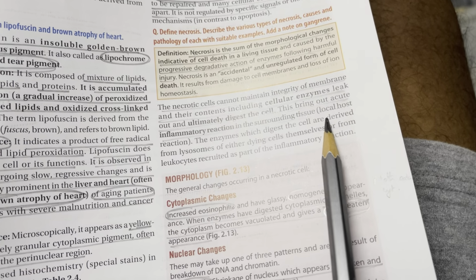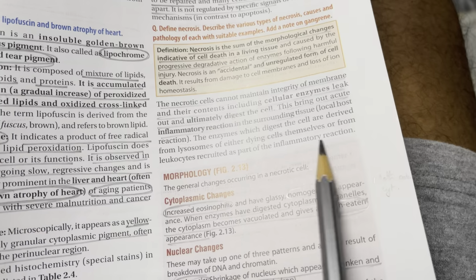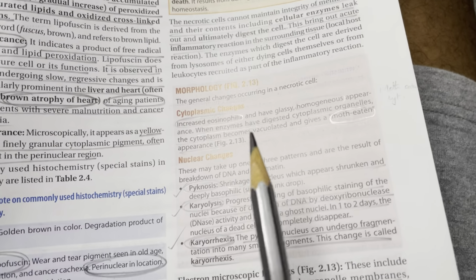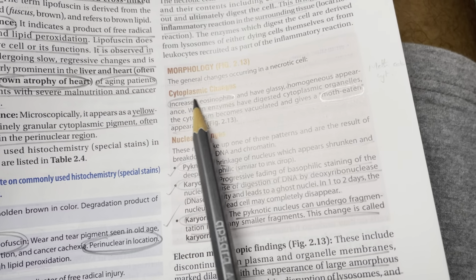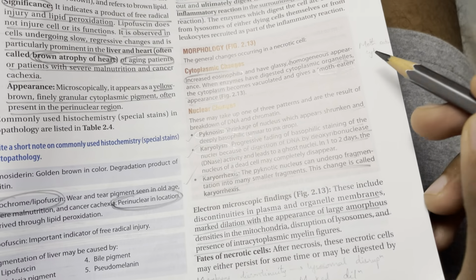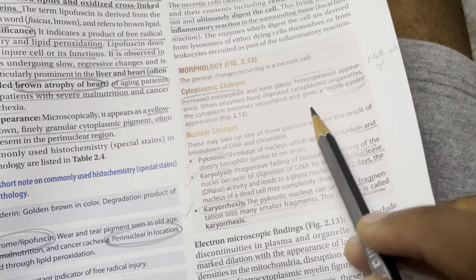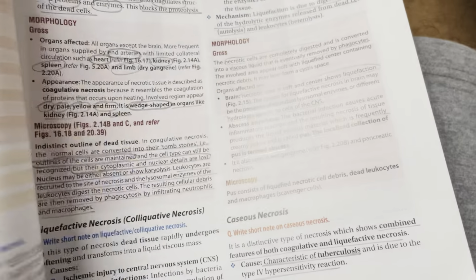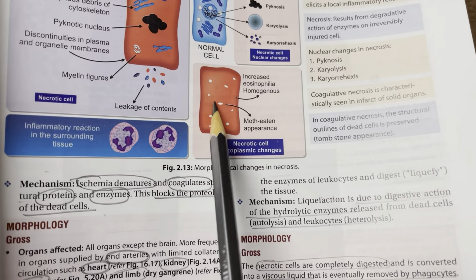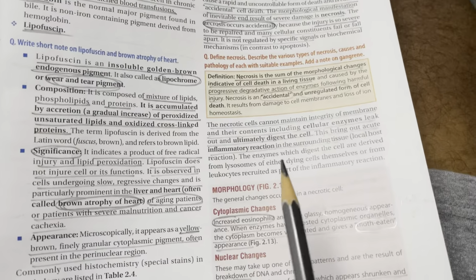The enzymes which digest the cell are either derived from the lysosomes of the dying cells themselves or from the leukocytes recruited as part of the inflammatory reaction. For morphology, you can see cytoplasmic changes. Remember, everything in necrosis is M. In the cytoplasm you can see a moth-eaten appearance, because the cytoplasm becomes vacuolated as it is being digested by the cytoplasmic organelles. You can see the moth-eaten appearance and increased, homogeneous eosinophilia.